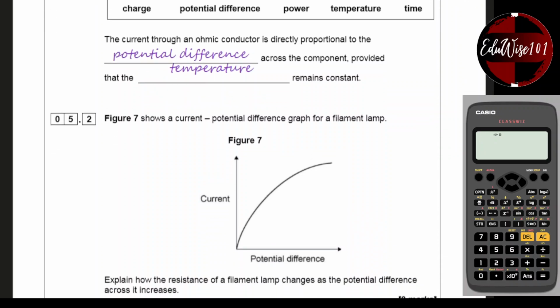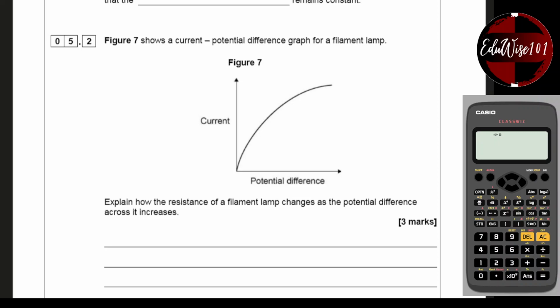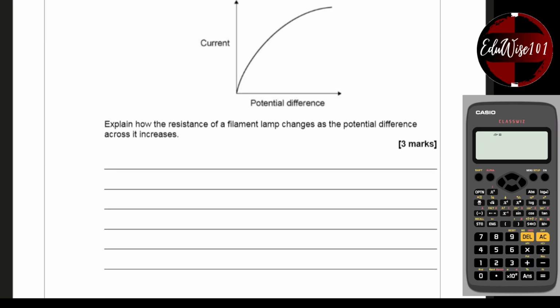Question 5.2, figure 7 shows a current potential difference graph for a filament lamp. Explain how the resistance of a filament lamp changes as the potential difference across it increases. So what they're asking is to explain the resistance. Now the graph is actually showing potential difference across current. Right? So here they're asking actually the resistance as the potential difference increases. Now you have to link potential difference to resistance.